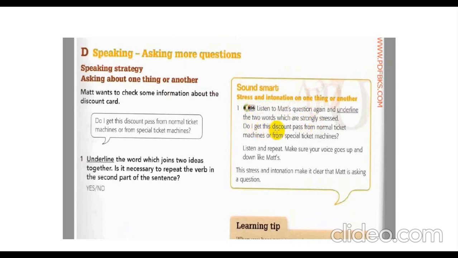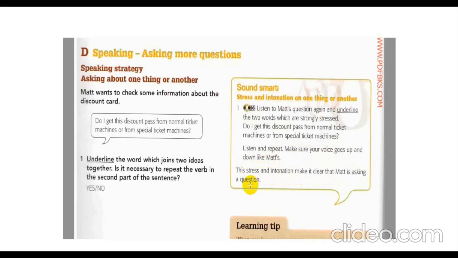Do I get this discount pass from normal ticket machines or from special ticket machines? Listen and repeat. Make sure your voice goes up and down like Matt's. This stress and intonation make it clear that Matt is asking a question.